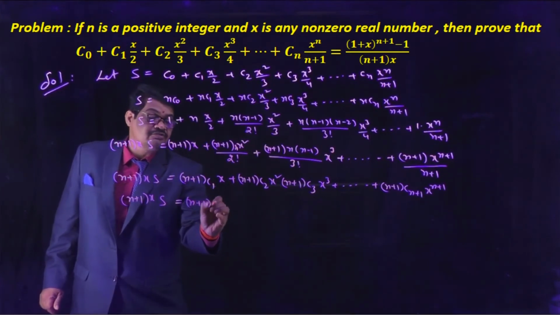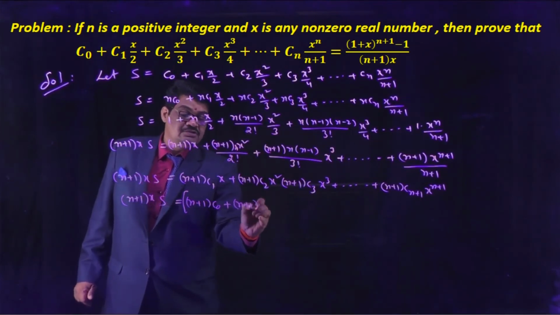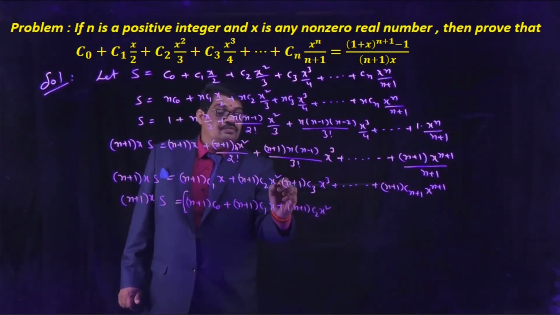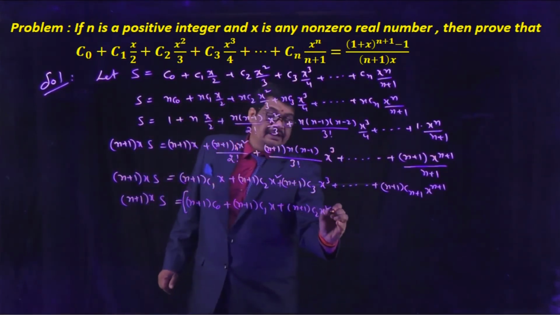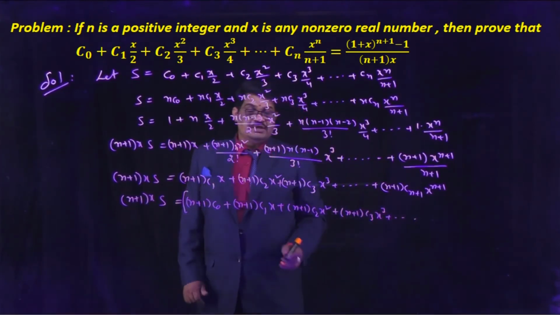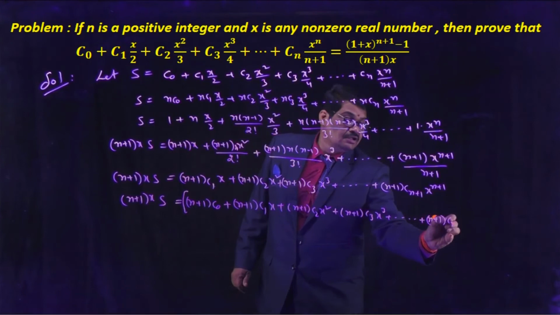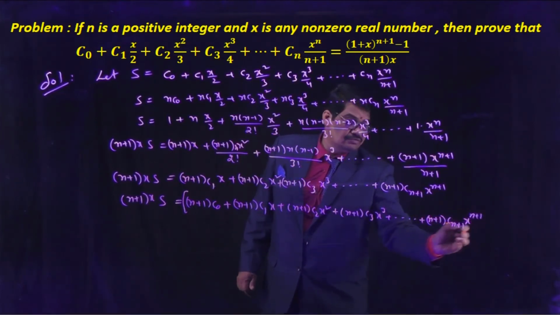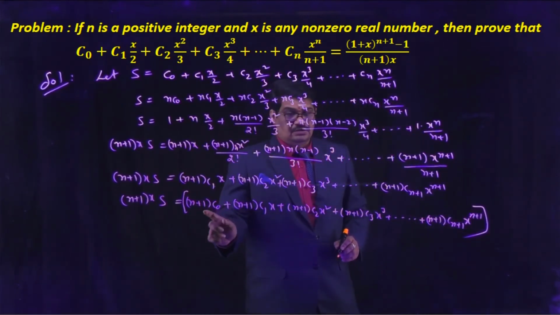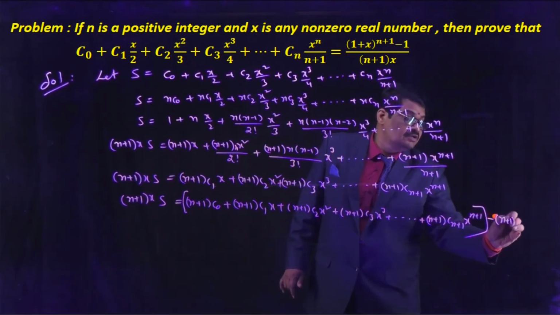now we are adding (n+1)C0. The remaining terms are (n+1)C1 into x, (n+1)C2 x squared, and (n+1)C3 x cube, plus so on, up to (n+1)C(n+1) x to the power of n+1. Now the term we add is (n+1)C0, the first term, and we subtract the same term (n+1)C0 at the end.